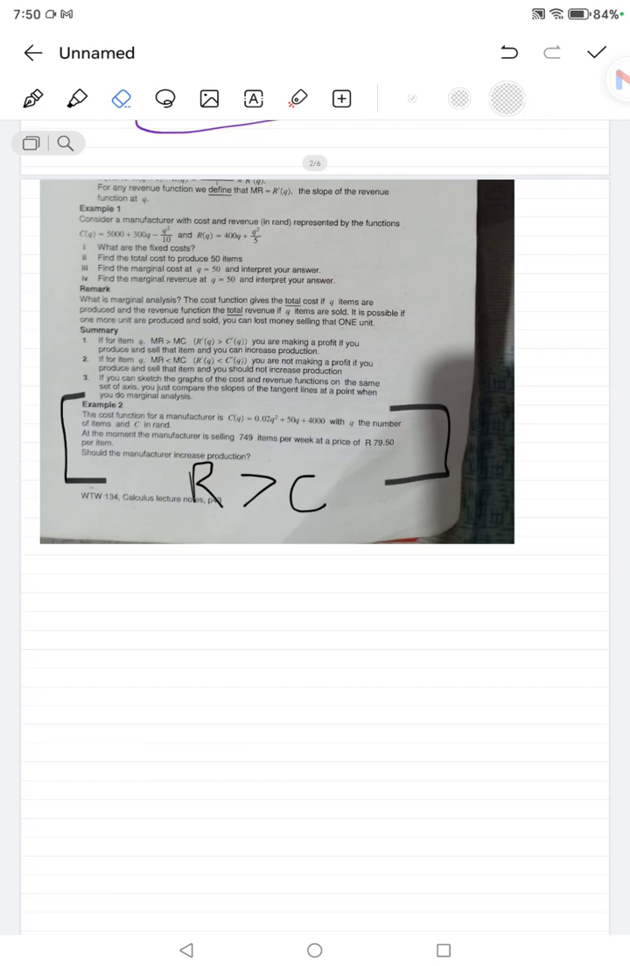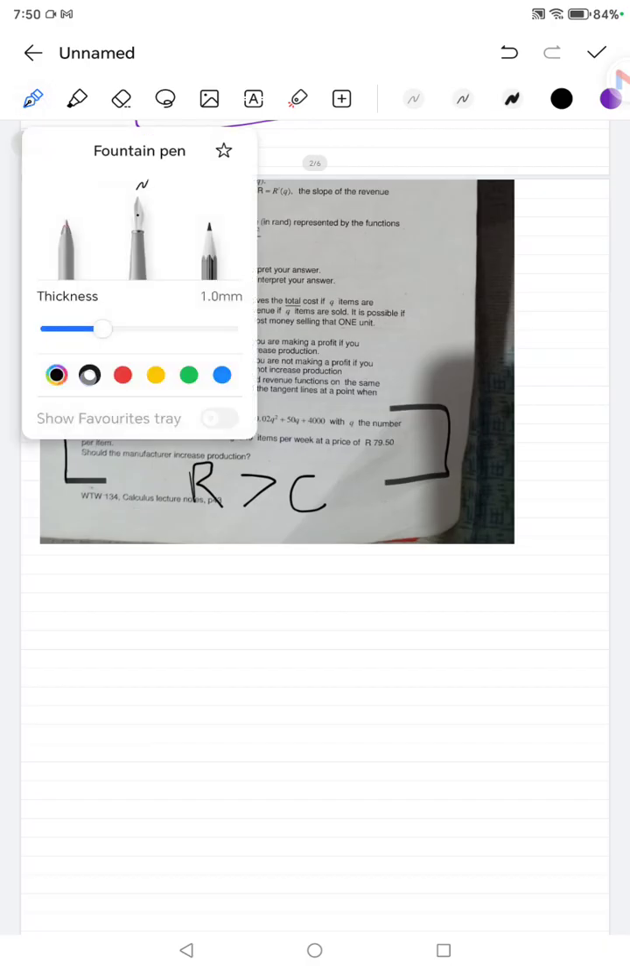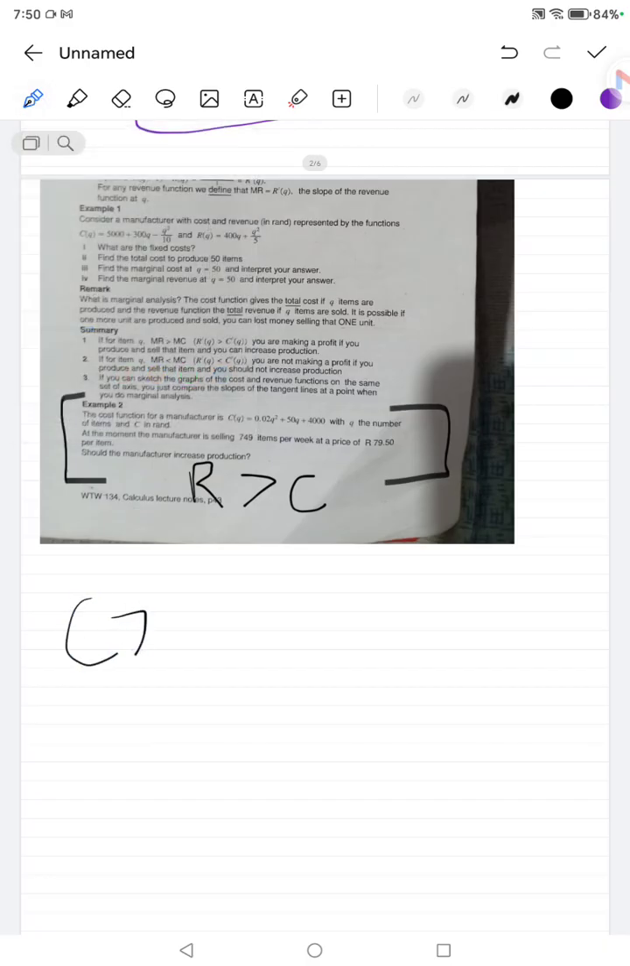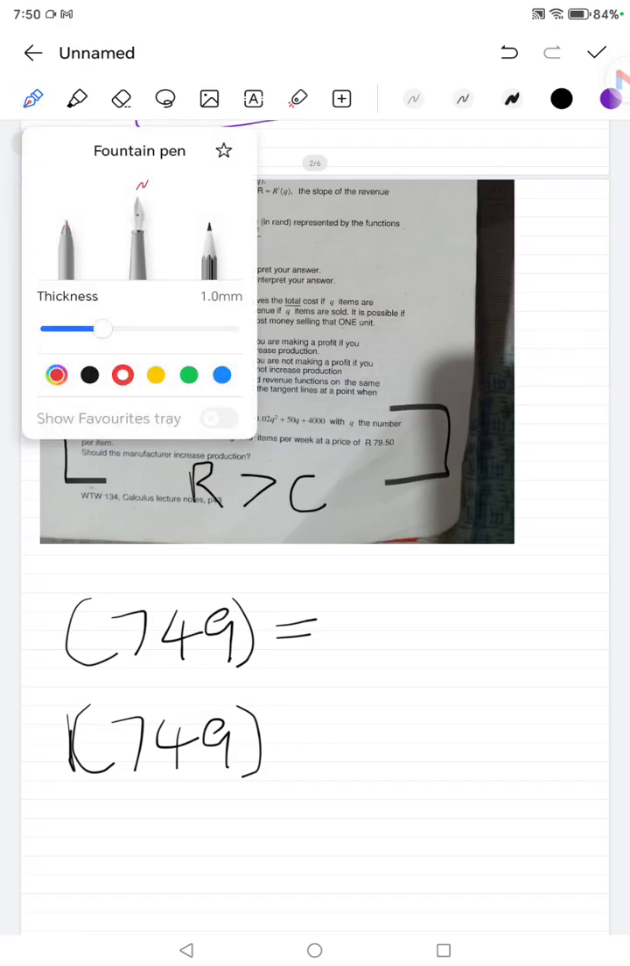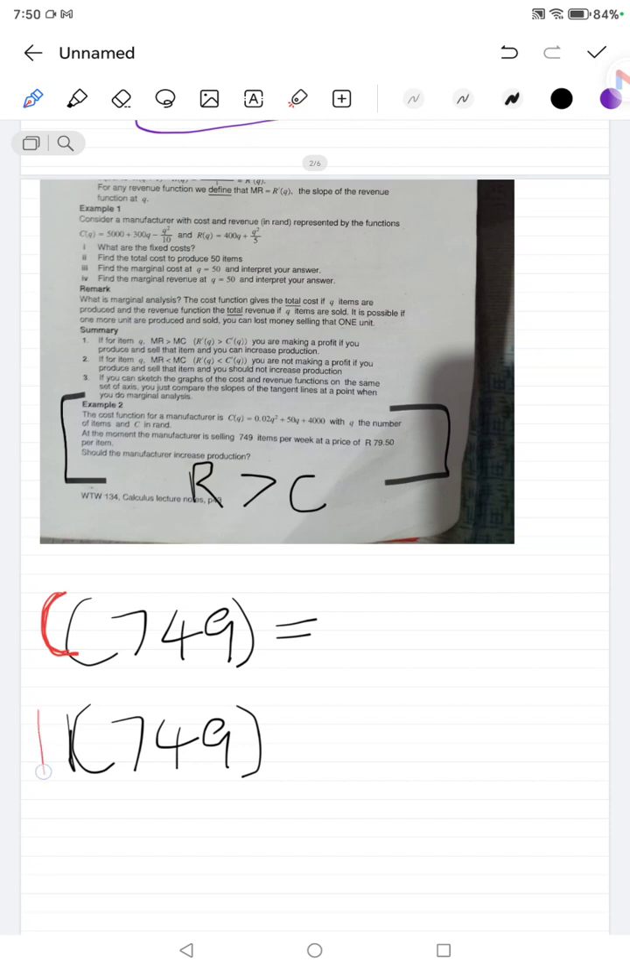So now what we have to consider is the cost associated with producing 749 items. Then also we have to consider the revenue of producing 749 items. So let me just do this. The first one, that's our cost. Then this one, it's our revenue. Then what do you get?